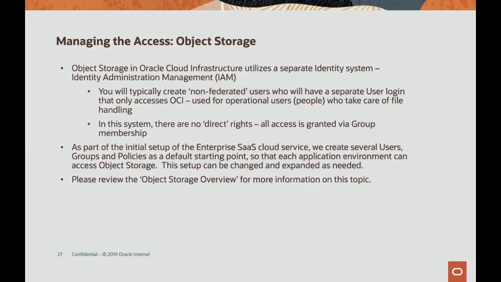One thing to note here is, while object storage is also a key part of and used by the Enterprise SaaS environments, the management of identity is separate for the most part, other than at the administrative level. Users who need access to object storage to move files in and out will get a separate user record for object storage that you manage in a very similar fashion to what we've just looked at, but it is separate. I recommend reviewing the object storage overview for more information and details on how that works.